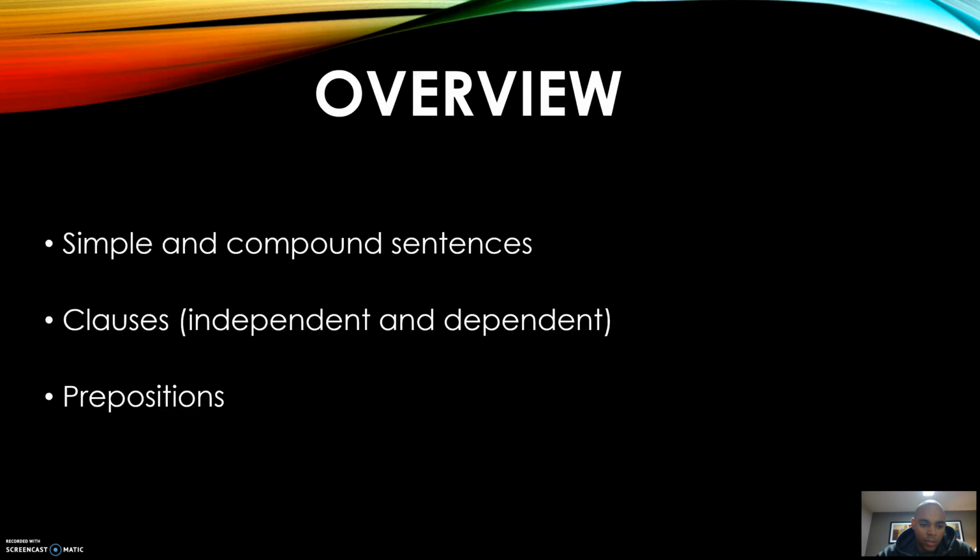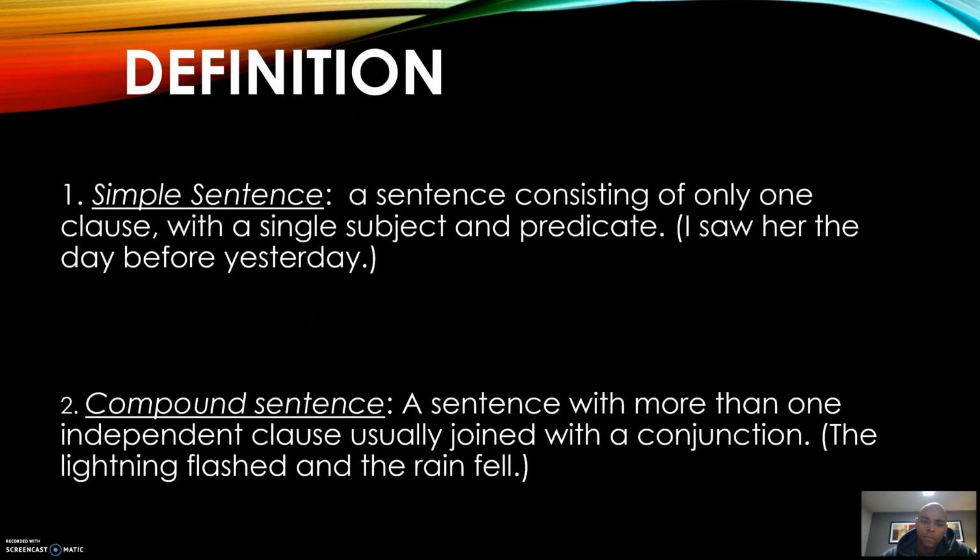So, overview: I chose simple and compound sentences, clauses being independent and dependent, and prepositions for my third one. Definition, simple sentence: a sentence consisting of only one clause with a single subject and predicate. "I saw her the day before yesterday" is an example, with "I" the subject and "saw her the day before yesterday" the predicate, subject and verb making one independent clause, making one simple sentence.